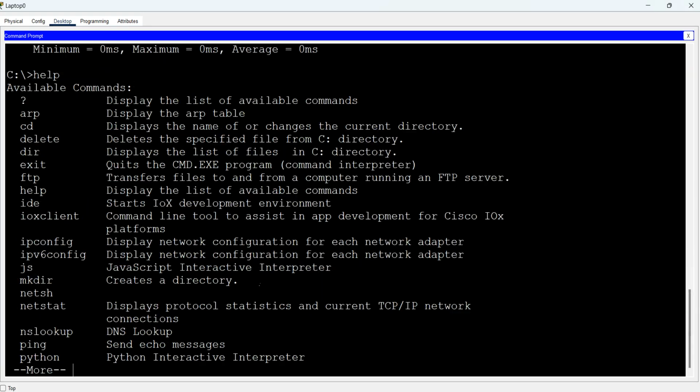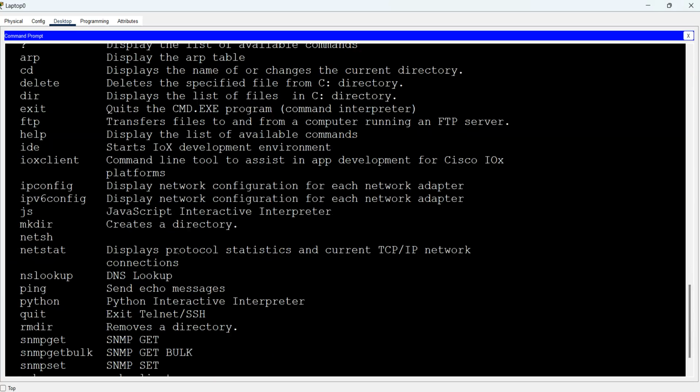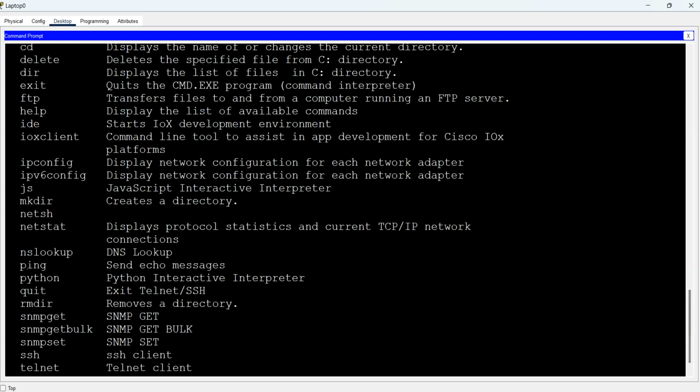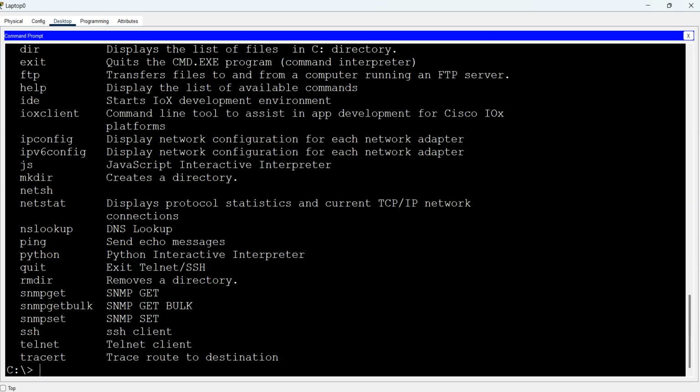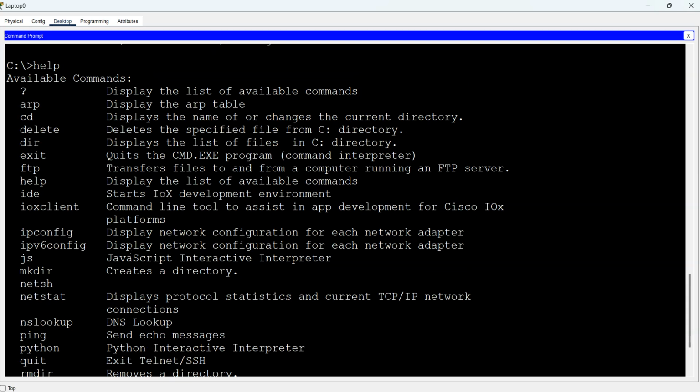So if I type in help over here, I can see all the commands that I could run from the system right over here. What I'm actually using right now is the ping. That's how I see which commands I can run from the command prompt. So what I'm trying to say is I am actually on one network over here, which is what?